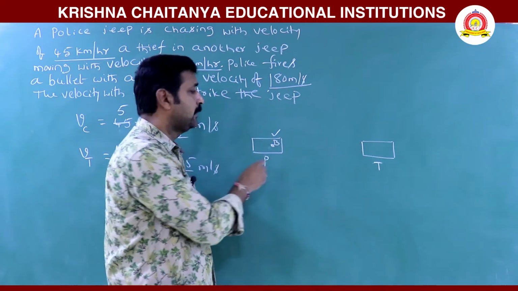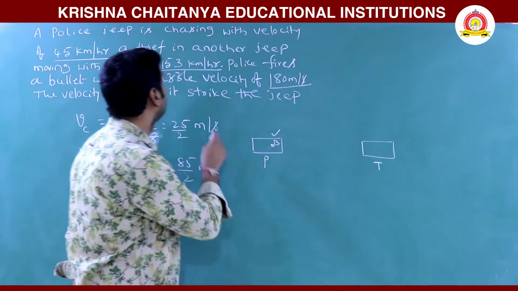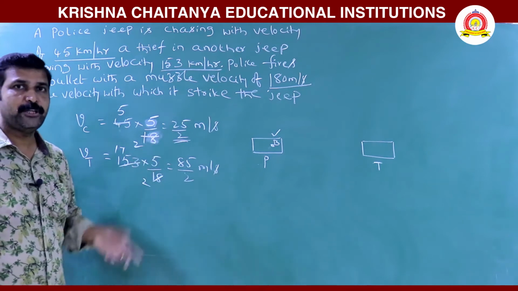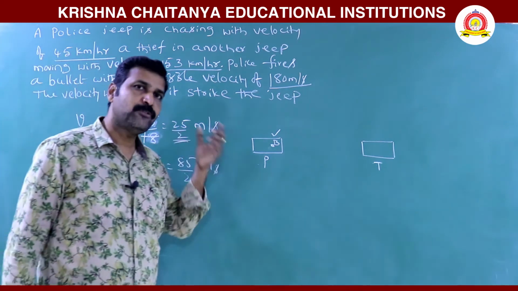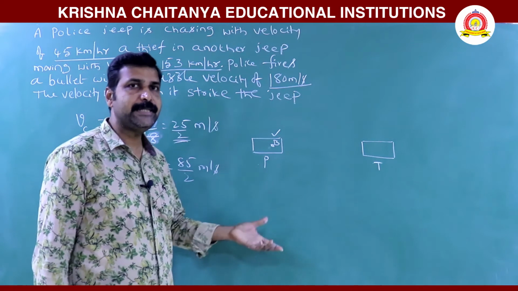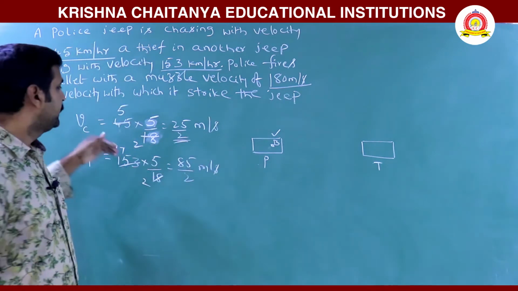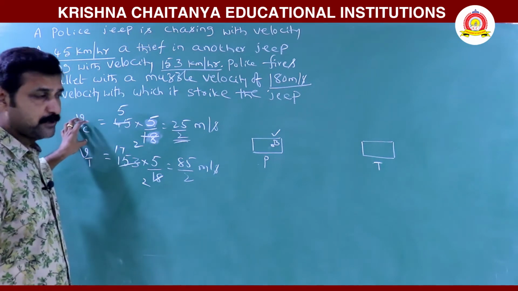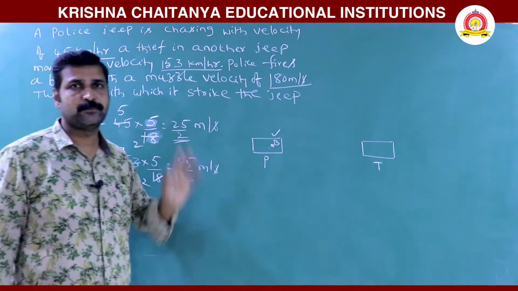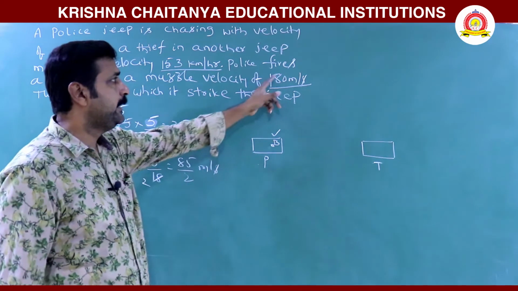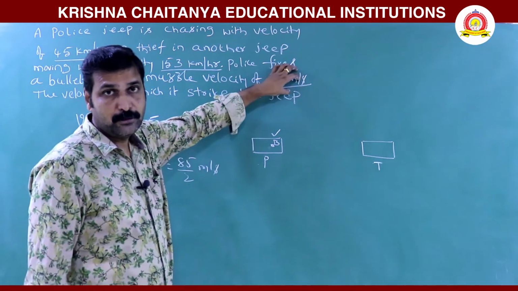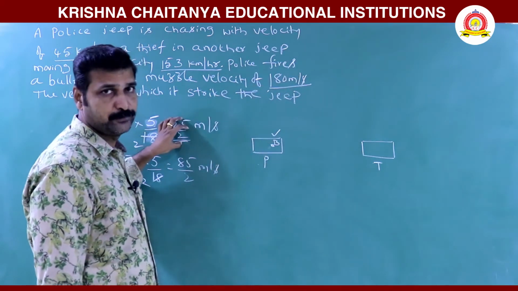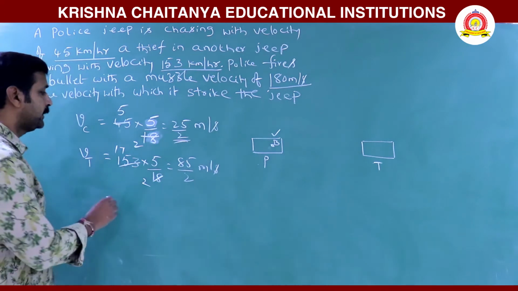Why? Because the bullet is already having 25/2. Even though the bullet has not emerged from the gun, it is still having 25/2 because it is already in the police jeep. Now you are giving it 180 meter per second, so what would be the total velocity of the bullet? 180 plus 25 by 2.